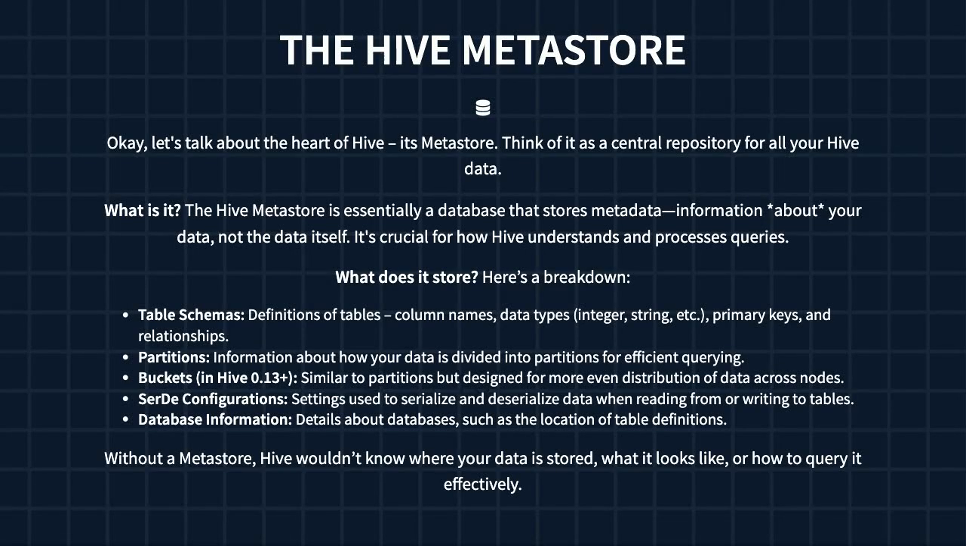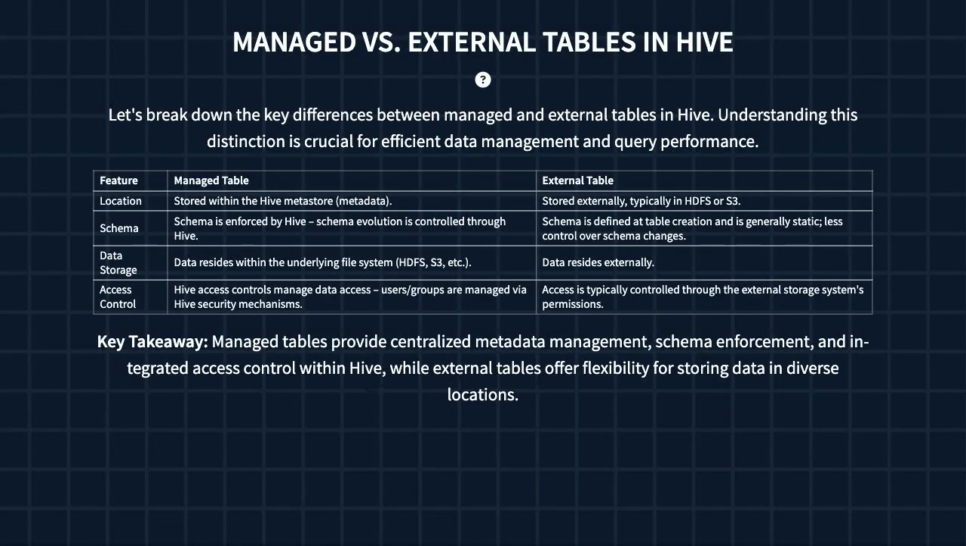Let's dive into the Hive metastore. It's basically a database that holds all the information about your data, and for Hive, think of it as the brain. It stores things like table schemas, which tell Hive what each column is and what type of data it holds. Plus, it keeps track of how your data is divided into partitions or buckets for faster querying. It's a really important component that lets Hive understand exactly where to find your data and how to work with it.